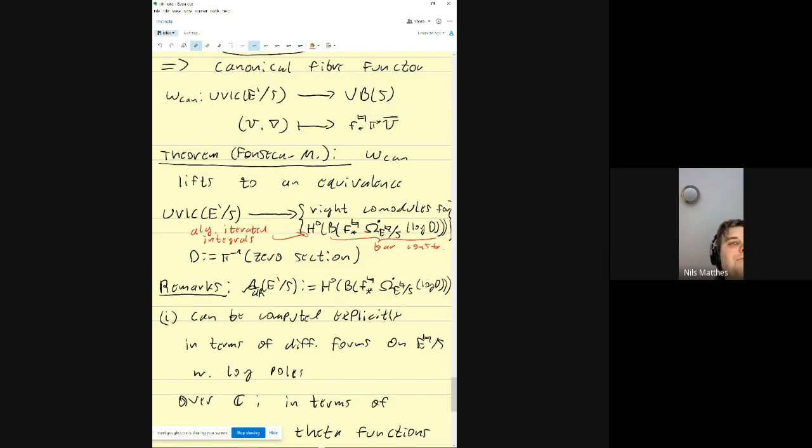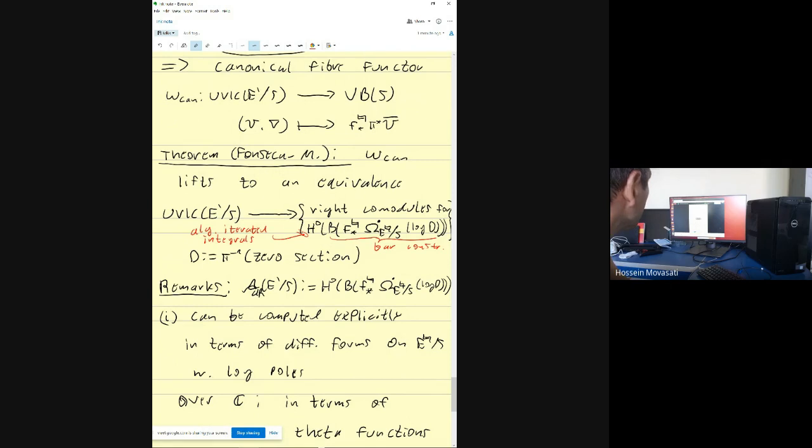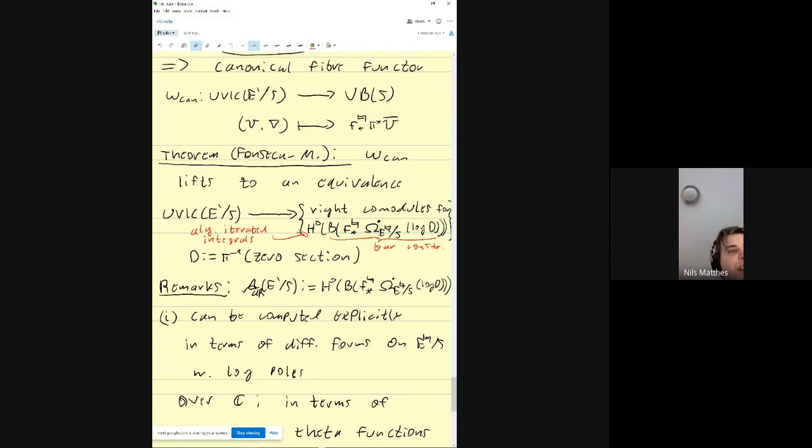Okay. And in particular, you have a kind of period map. If you work over the complex numbers, you can integrate your iterated integrals and get some interesting numbers.